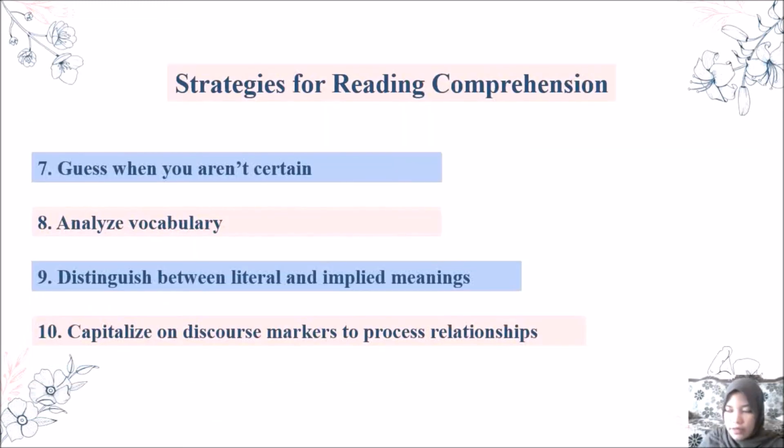Number 7, guess when you are uncertain. 8, analyze vocabulary. 9, distinguish between literal and implied meaning. And number 10, capitalize on discourse markers to process relationships.